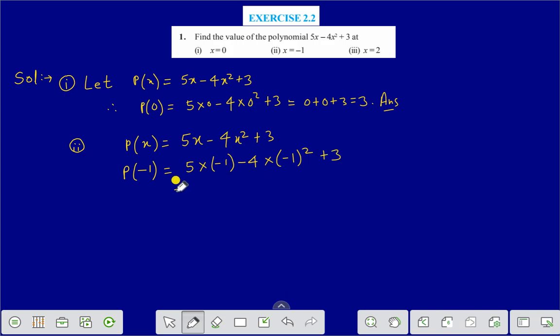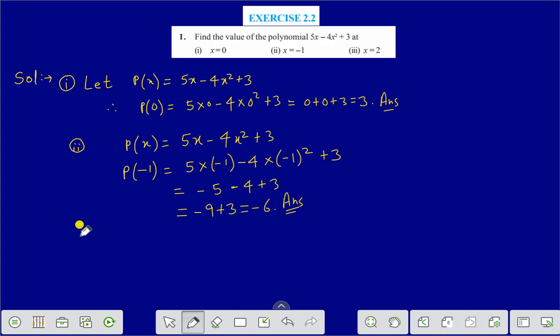Therefore, we are getting minus 5. Minus into minus is plus, plus into minus is again minus 4, plus 3. Minus 5 minus 4 plus 3: minus 5 minus 4 is minus 9, plus 3, that is equal to minus 6, and that is the answer, or that is the value.